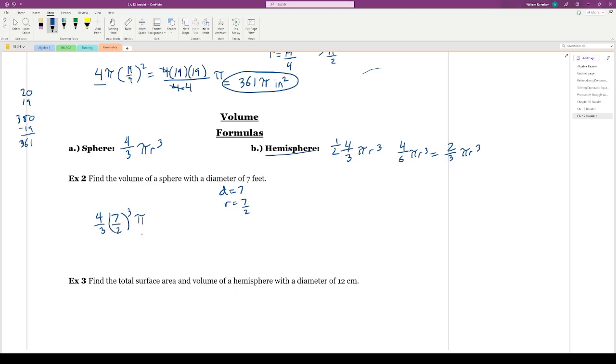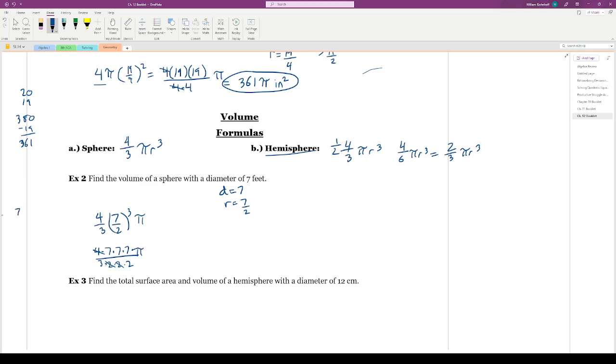So I would think of that as trying to simplify this instead of cubing 7 and cubing 2. We probably will have to cube the 7, but let's think of that as 4 times 7 times 7 times 7 divided by 3 times 2 times 2 times 2, and then we have our pi. So 4 cancels out 2 of the 2's. So when we simplify it, we have 7 cubed over 6.